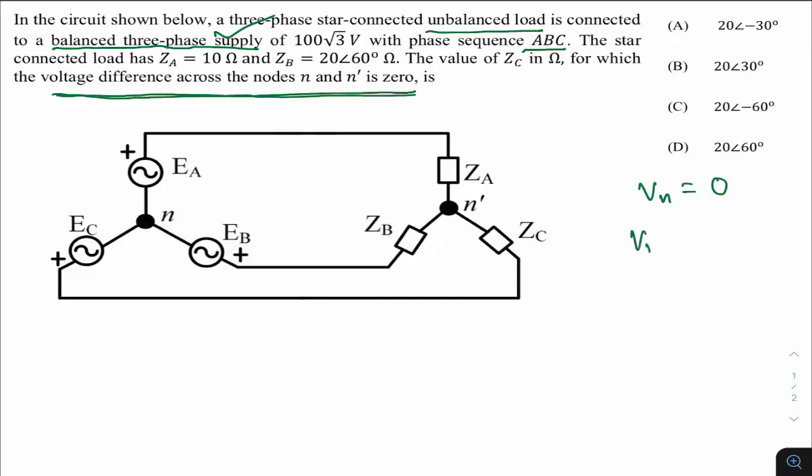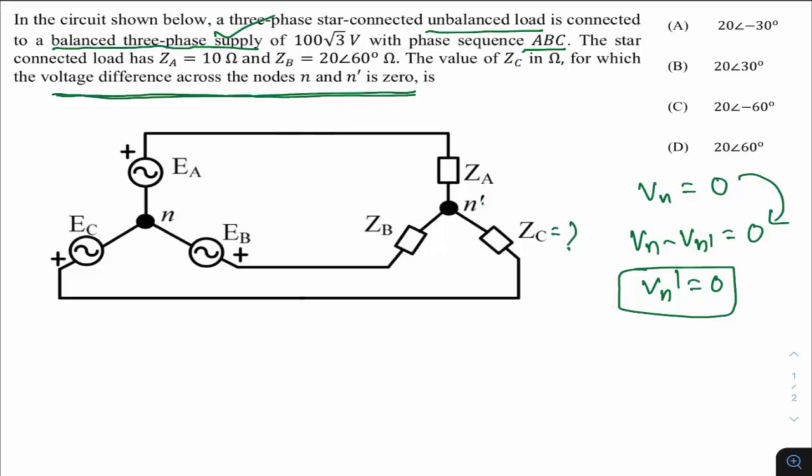What is the meaning of it? Vn minus Vn dash should be 0. Voltage difference across node N and N dash being 0 means Vn minus Vn dash is 0. Because we already know Vn is 0, if I substitute here, it means your Vn dash is also definitely 0. So it's an unbalanced load, but the way the question is framed, even though it's an unbalanced node, the Vn dash difference should be 0. Indirectly they are saying to find the value of ZC in such a way that the node voltage Vn dash is basically 0. Based on the question, we came to the conclusion that they want to make Vn dash equal to 0. Now it is a very simple problem.